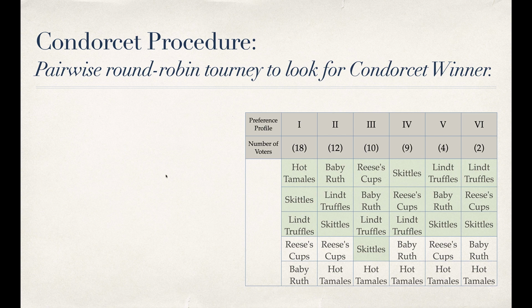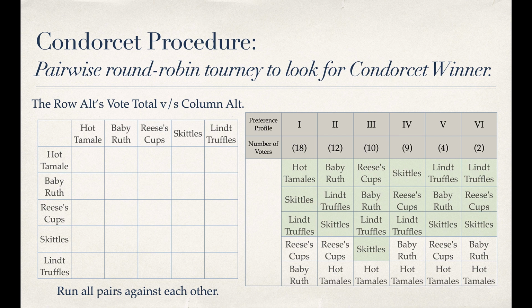All right, so we're going to do a kind of round-robin tournament pairwise to look for a Condorcet winner. I need to run each alternative against each other alternative at least one time. You could list this out like hot tamales versus Skittles, then hot tamales versus Lindt Truffles, then hot tamales versus Reese's Cups, and hot tamales versus Baby Ruth. The problem is it gets hard to keep up with all the different pairs and to make sure you've done all of them. And you don't have to run a vote twice. I don't need to run hot tamales versus Baby Ruth, and then also Baby Ruth versus hot tamales.